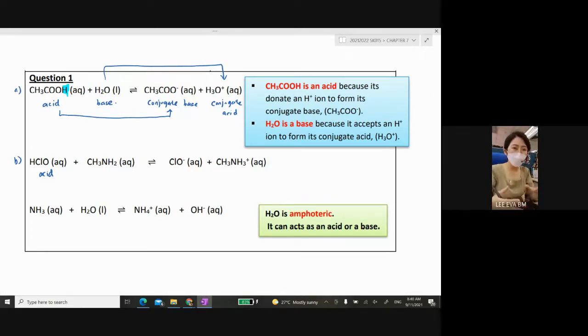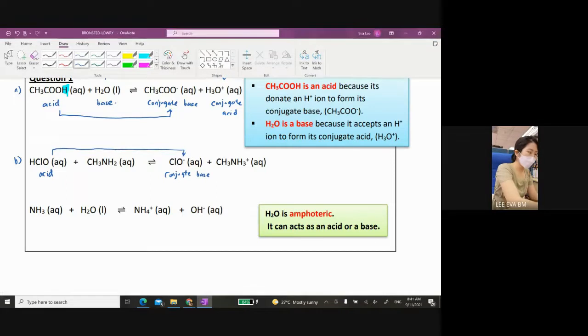You need to find your new partner and see what it does. So you see HClO becomes ClO minus. So where is the H gone? That means it has already donated, isn't it? So it is the acid. Okay, so after removing the proton, it becomes your conjugate base.